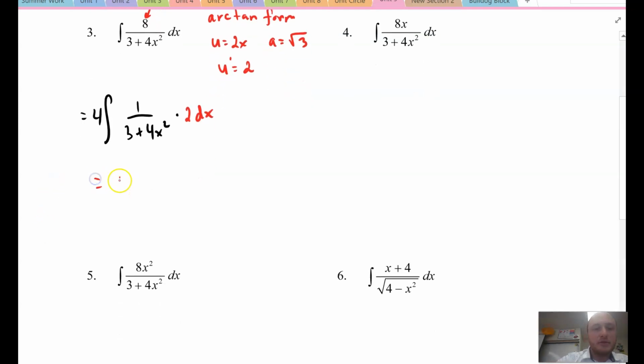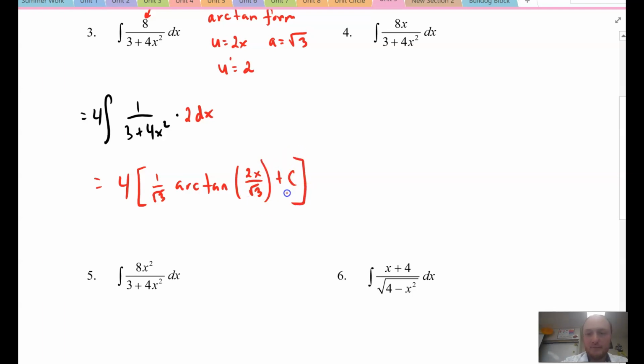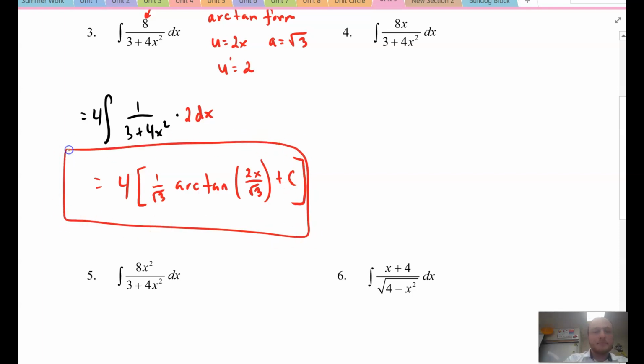So this is equal to 4 times, and I forget this time, 1 over a, which is root 3, arctan of u over a, so 2x over square root of 3 plus c, and that's it. See, these aren't so bad, right? It's identifying u, identifying a, identifying arctan, just some identifying, and then that's it. Very, very simple integration. I think these are easier.